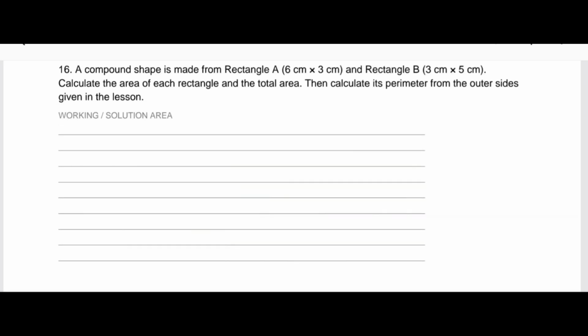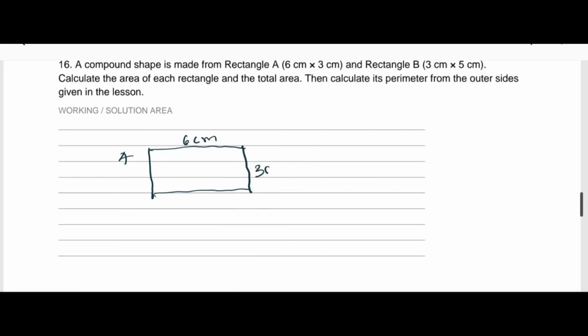We are being told that we have two rectangles. This is rectangle A. It looks like this, and it is 6 centimeters long and 3 centimeters wide. And then rectangle B is 3 centimeters wide and 5 centimeters long. Have you seen the shape?